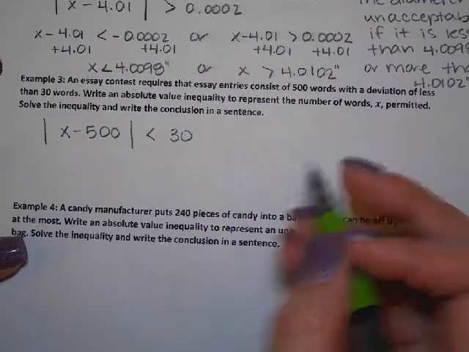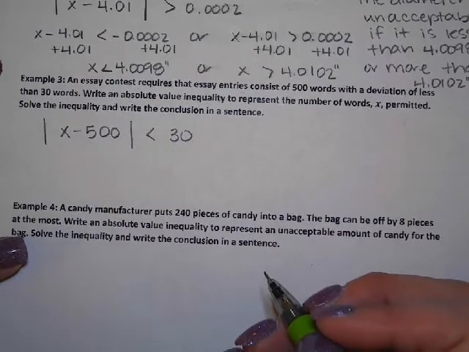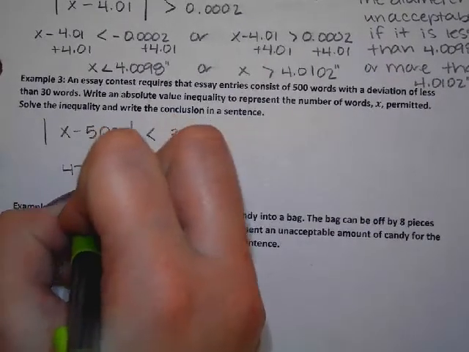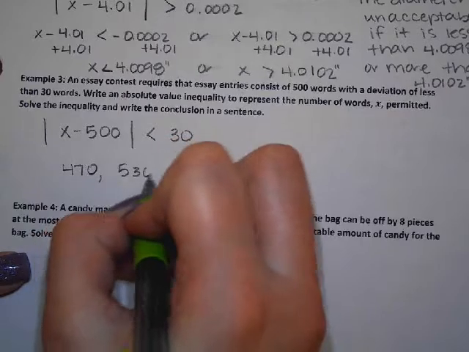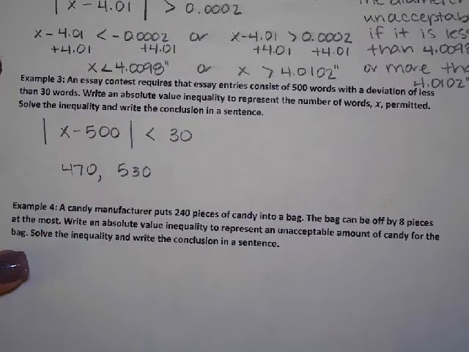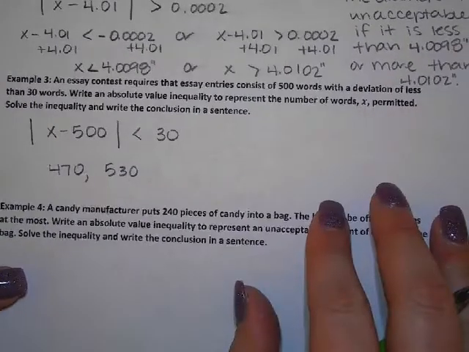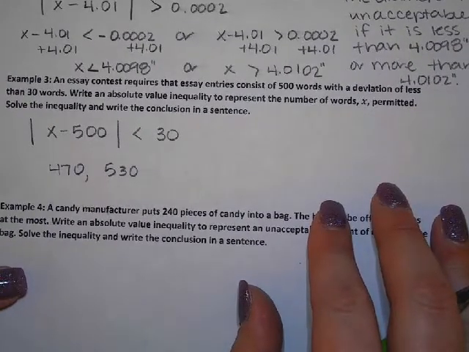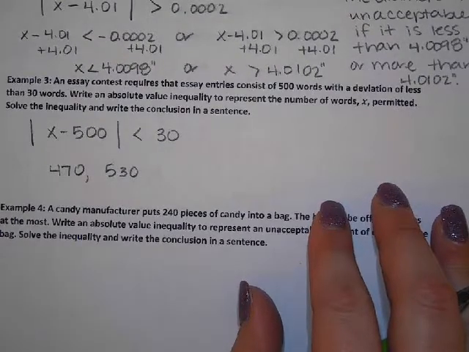Are you ready? What's 30 less than 500? 470. What's 30 more? Okay, it's between those. Yeah, the 5th grade way is kind of nice, right? Do you see how they both make sense, though?